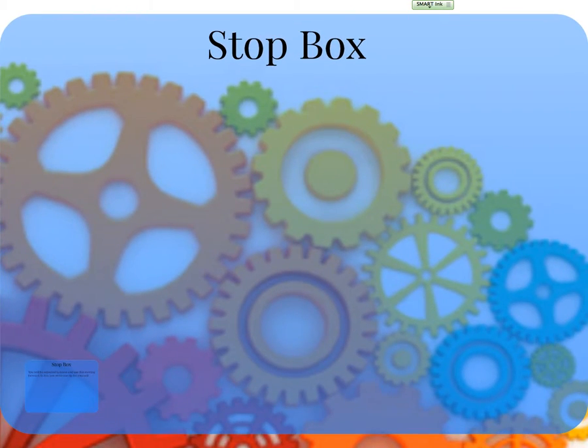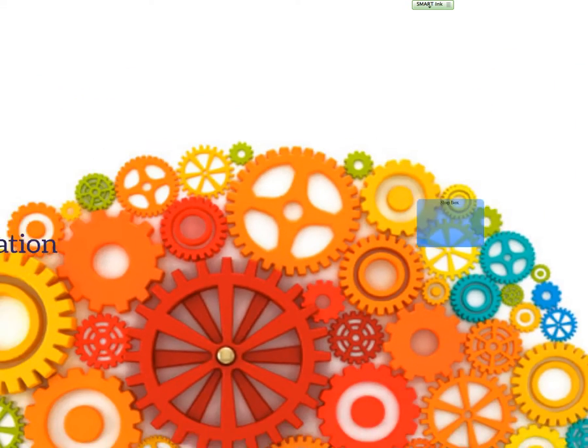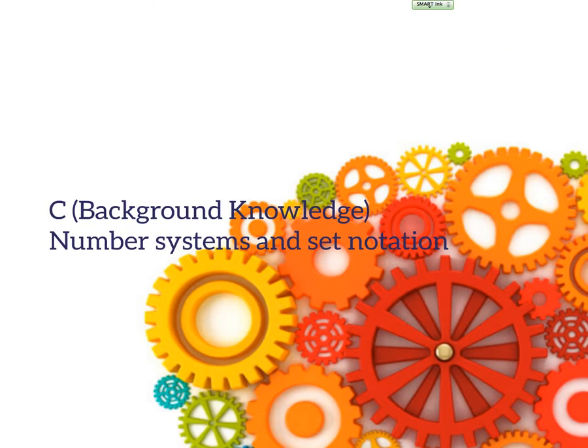Remember to draw yourself a little stat box at the top of your notes, wherever that is. And there we go, it's zoomed in. So part C is number systems and set notation. I can say that backwards.